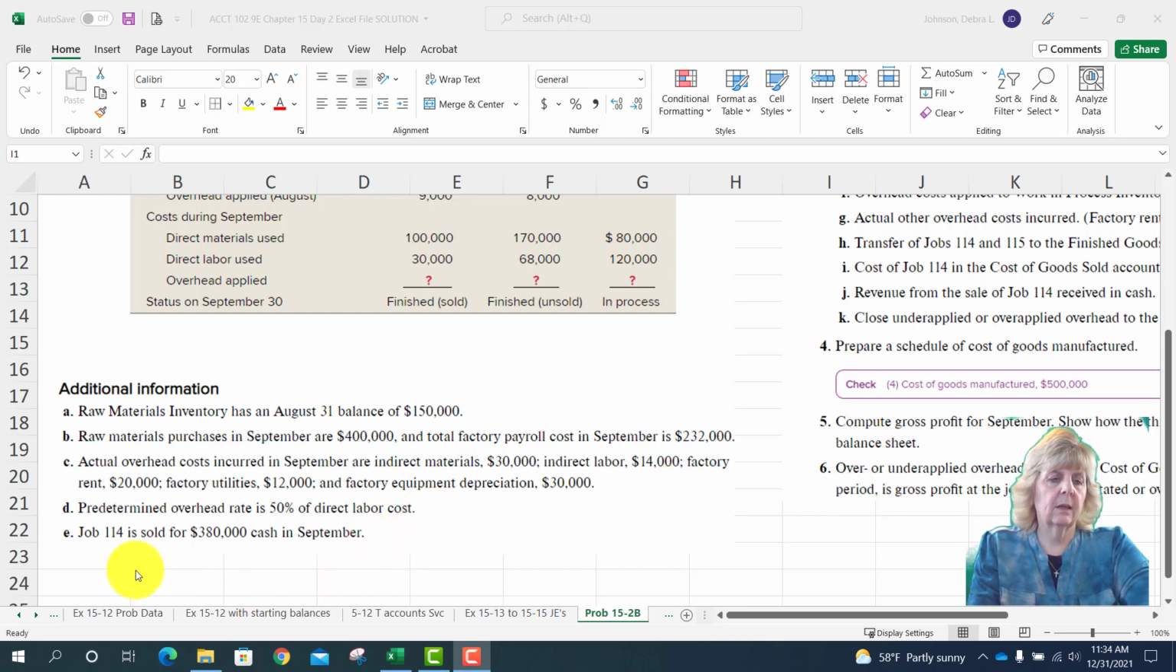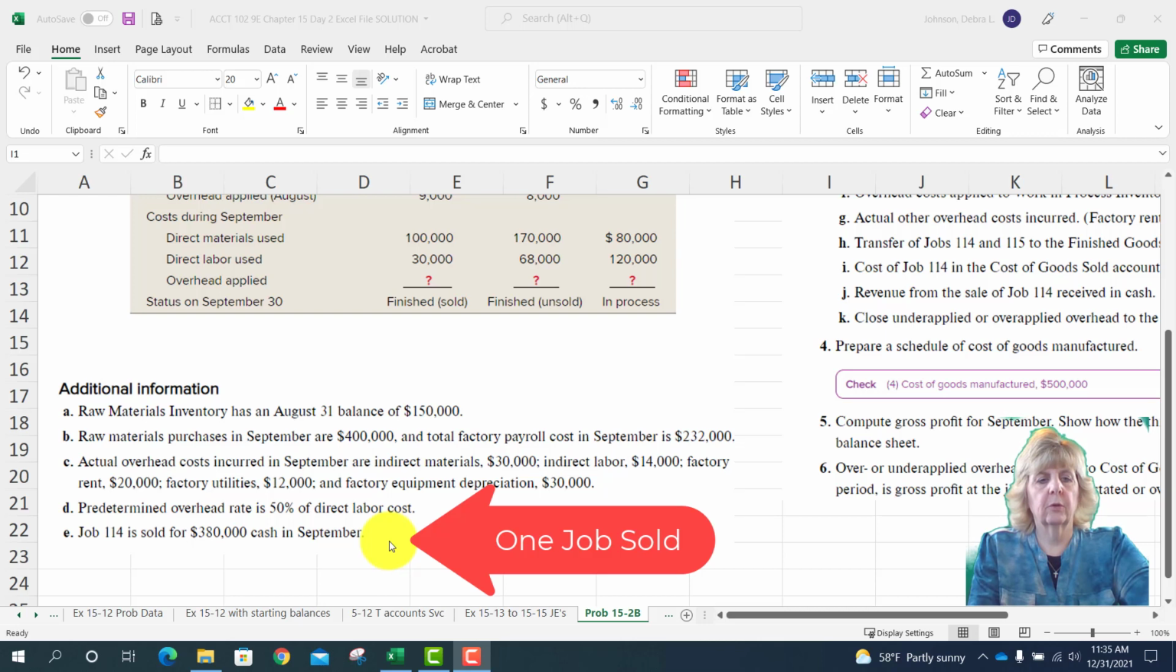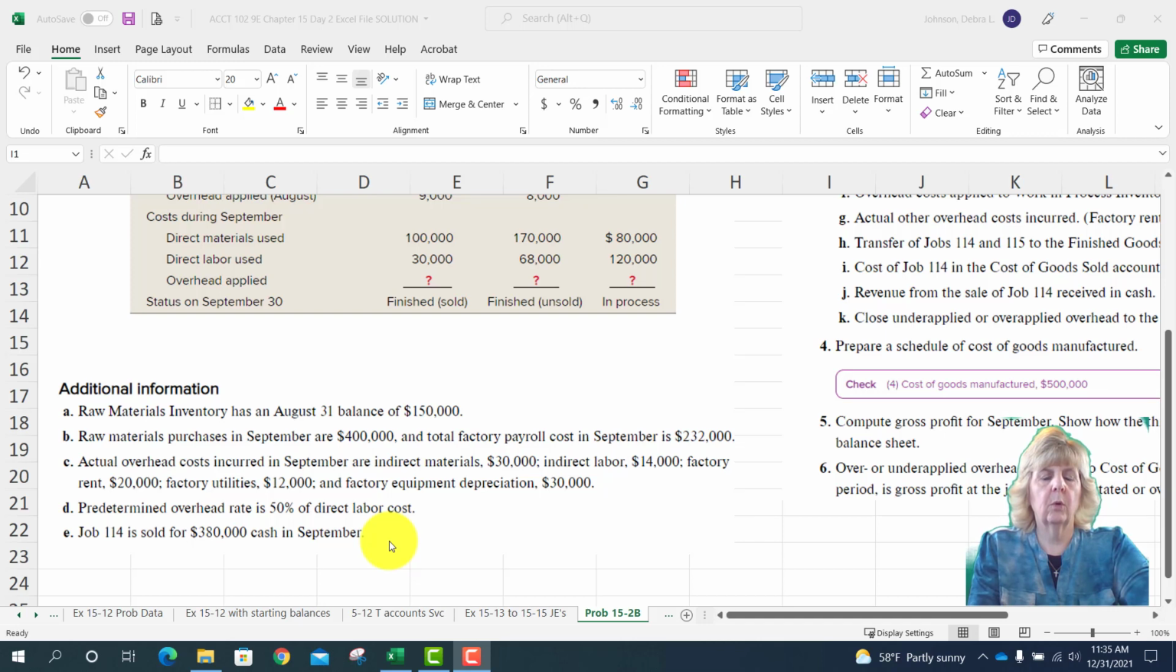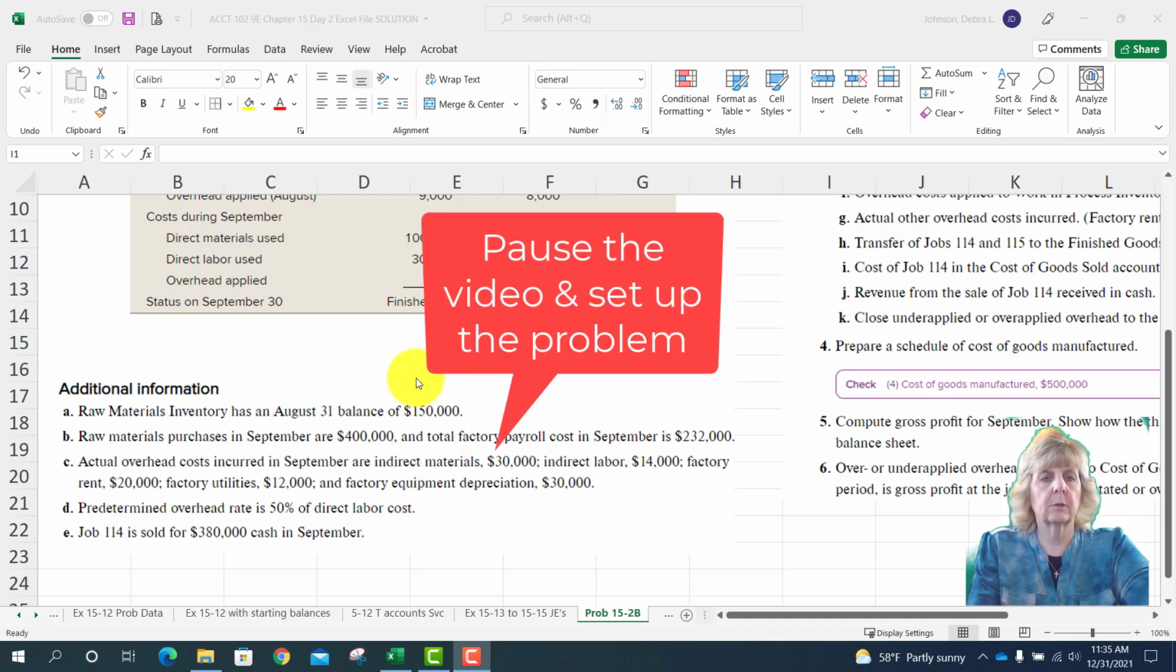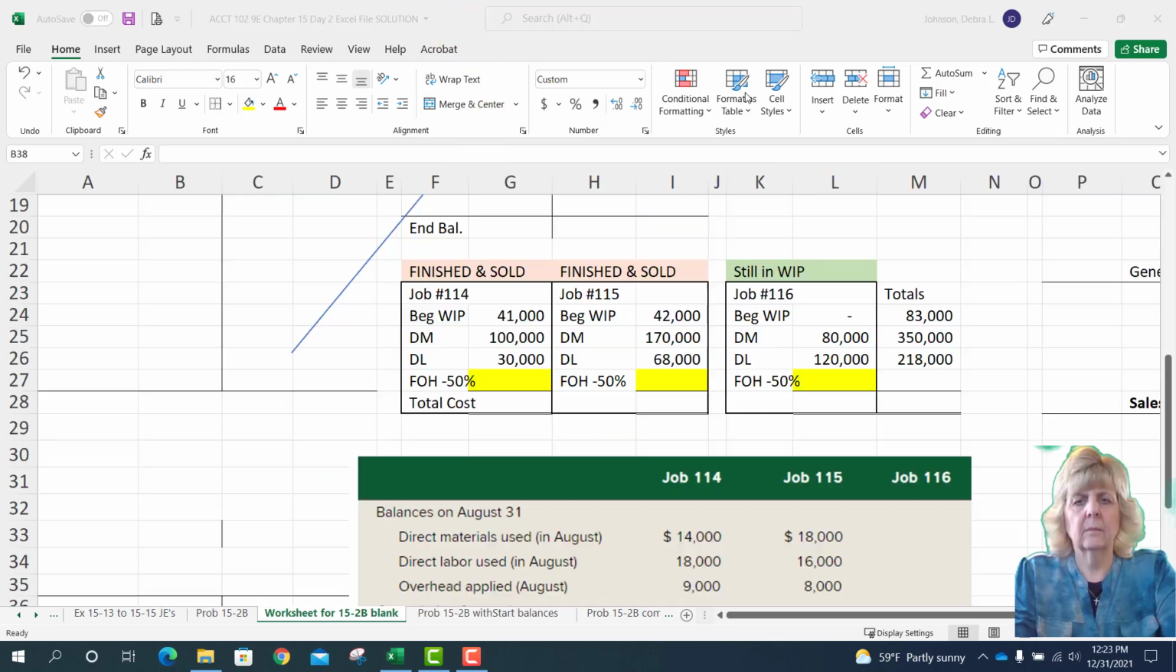And as we're reading this, let's just make note of letter E. The 1 job that was sold for $380,000 cash. So let's get those worksheets set up and get ready to start the problem. Let me give you a few minutes, pause the video, and work on the first part of that problem by getting the T account set up.